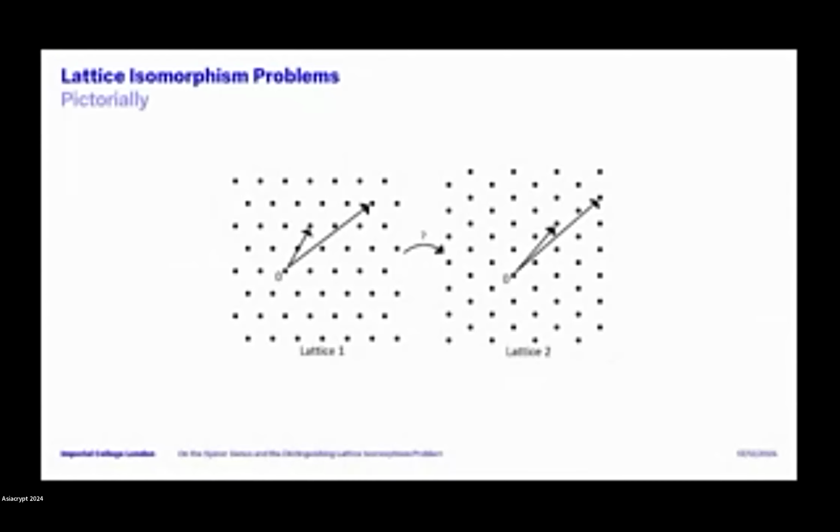So pictorially, what's going on? Well, here we have two lattices. They're given by two basis vectors each, and one has to decide if they're related by some orthogonal transformation. In this case, they're related by a 90-degree rotation, but in higher dimensions, the problem might not be so trivial.